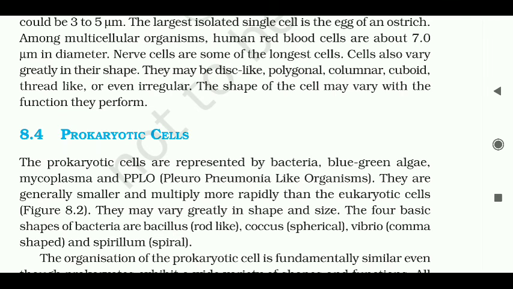8.4 Prokaryotic cell. The prokaryotic cells are represented by bacteria, blue-green algae, mycoplasma, and PPLO, which are pleuro-pneumonia-like organisms. They are generally smaller and multiply more rapidly than the eukaryotic cells. They may vary greatly in shape and size. The four basic shapes of bacteria are bacillus, rod-like, coccus, spherical, vibrio, comma-shaped, and spirillum, spiral.